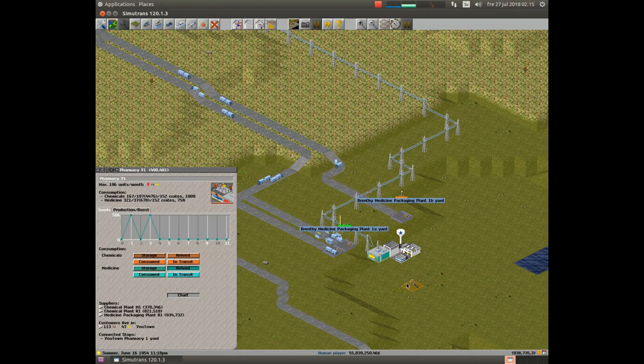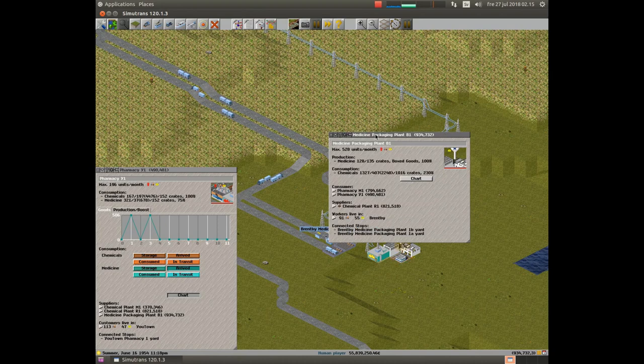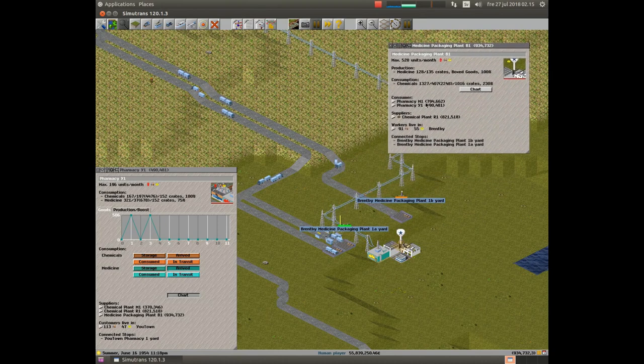Another reason why this problem occurs is that the capacity in the medical packing plant is higher than demand, and it's much higher. One of the reasons is that the medical packing plant is boosted not just by electricity, but also by mail. So they can produce a lot of medicine.